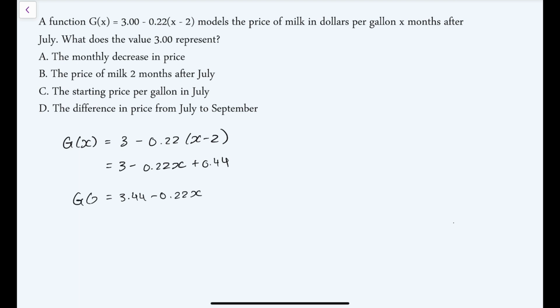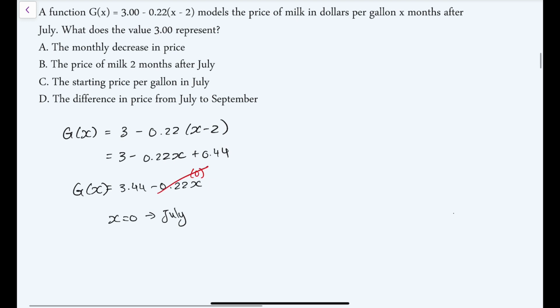So what we can understand here, take a look. The price of milk in dollars per gallon x months after July. So x represents the number of months. The price of milk is g of x. So if the number of months x is equal to 0, it means that it is July, right? 0 months passed. We plug in 0 for x in here. This just becomes 0, and the cost of milk is just 3.44. That's the price in July.